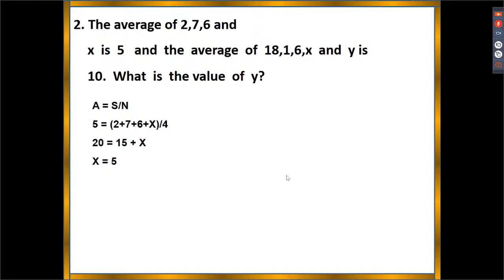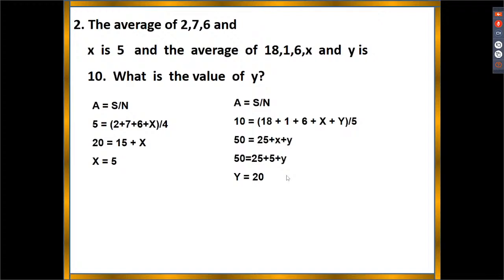And the other group: 18, 1, 6, x and y, with x being 5 only. The 5 numbers have average 10, which means A is equal to S by N. A value 10 is given. Sum is 18 plus 1 plus 6 plus x plus y, with x being 5. So 10 fives are 50. Do it fast. 18 plus 1 is 19, plus 6 is 25, plus 5 is 30. So y is equal to 20. X is equal to 5 and y is equal to 20. We need only the y value now. Clear?